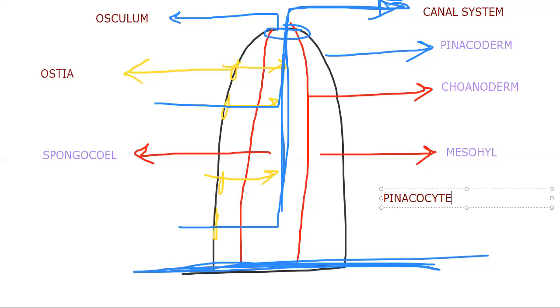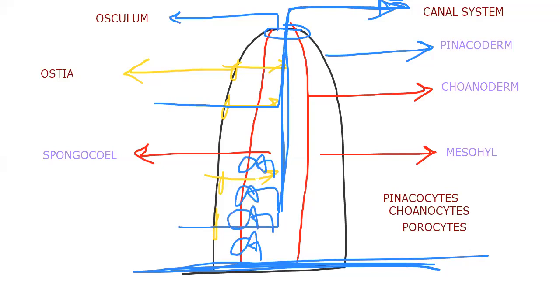Pinacocytes. What are pinacocytes? Cells present in the pinacoderm are called pinacocytes. Next, coenocytes. The cells of coenoderm are called coenocytes. Next, porocytes. The cells present between the pinacocytes are called porocytes. Then choanocytes as an inner lining. Let me draw them now. These are all choanocytes, present like this as an inner lining of the coenoderm.